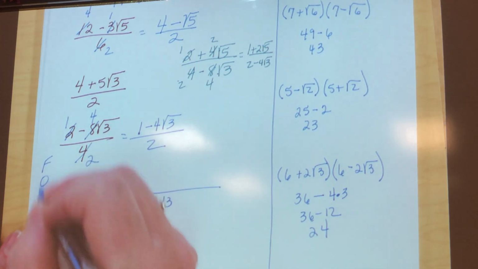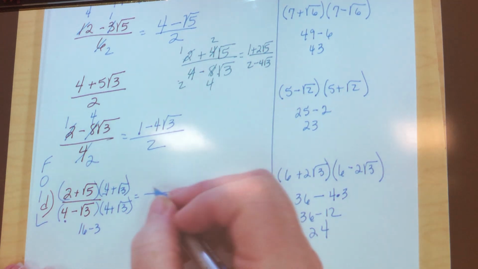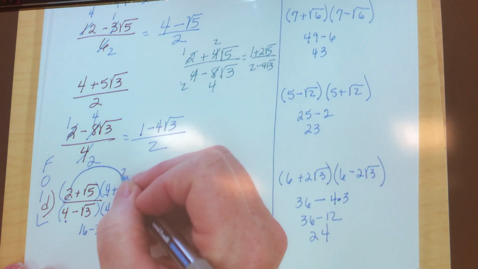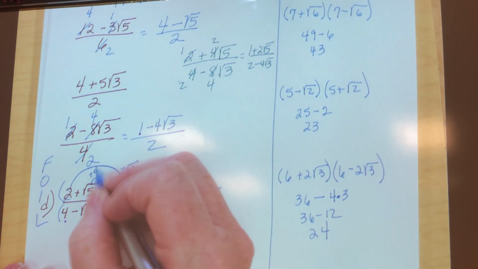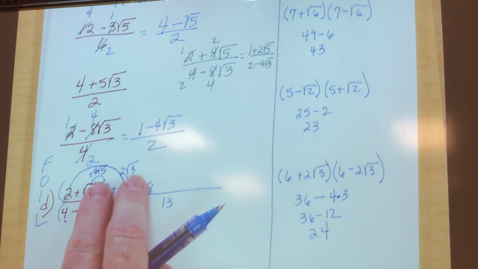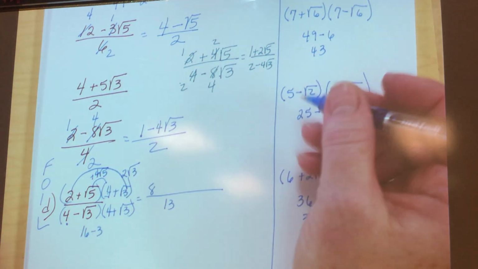F-O-I-L. So, first times first. What's 4 times 2? 8. The outers, watch how I'm going to write it. The outers give you 2 square roots of 3, and the inners give you plus 4 square root of 5. Can I collect those? No. You could multiply them, but you can't add and subtract them. They have to be the same radical and the same radicand. And here's what I'm talking about. We're going to do it later on, okay?